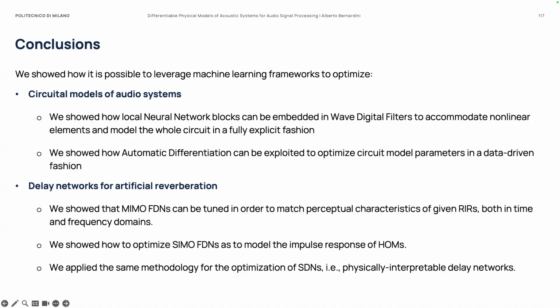We showed how automatic differentiation can be exploited to optimize circuit model parameters in a data-driven fashion. And then with delay networks for artificial reverberation, we showed that multiple input, multiple output FDNs can be tuned in order to match perceptual characteristics of given room impulse responses, both in the time domain and in the frequency domain.